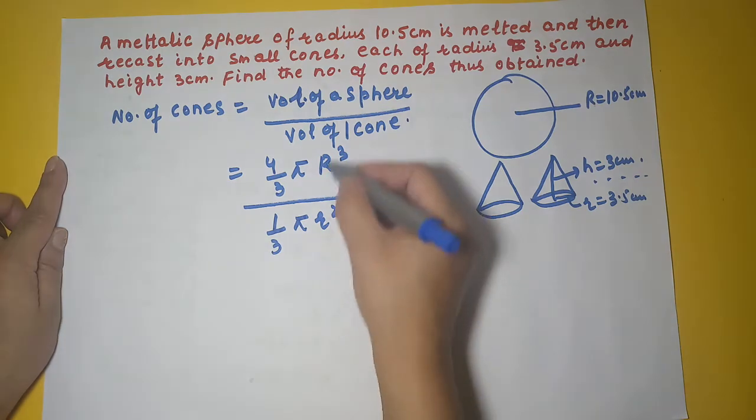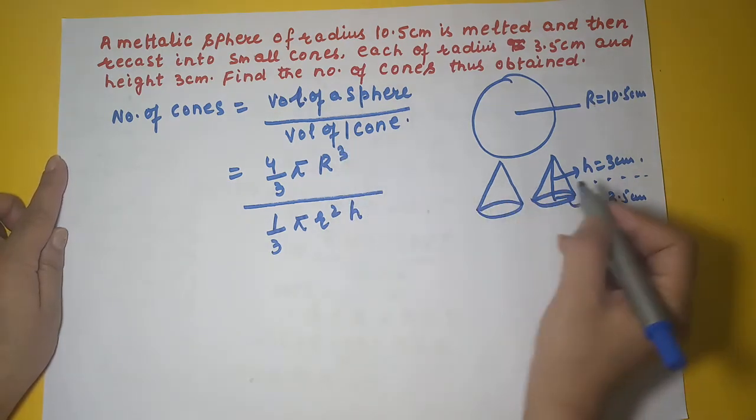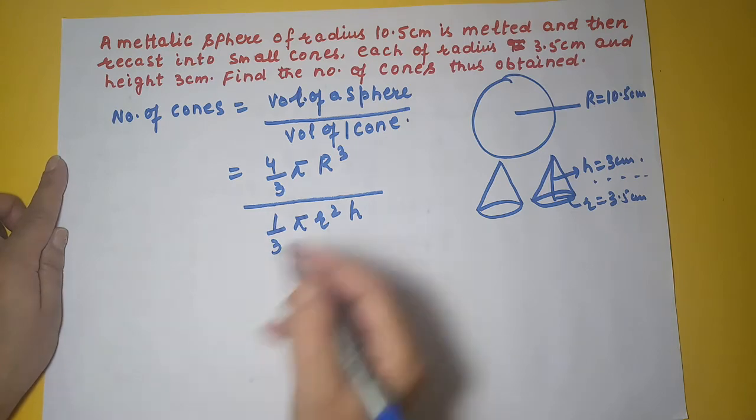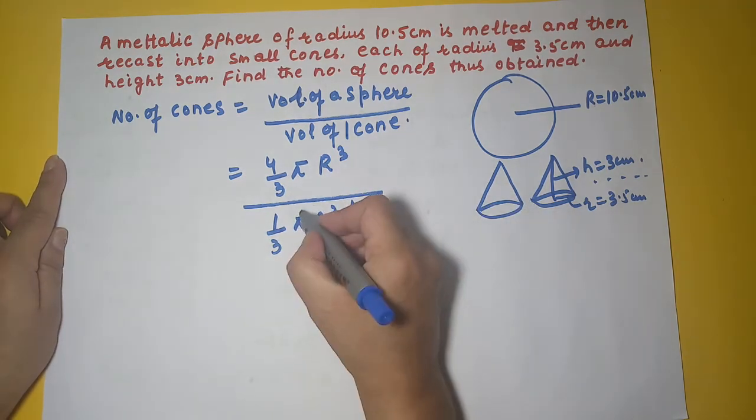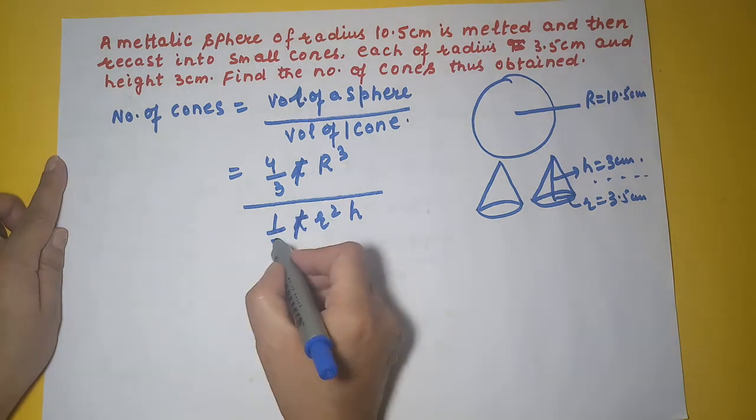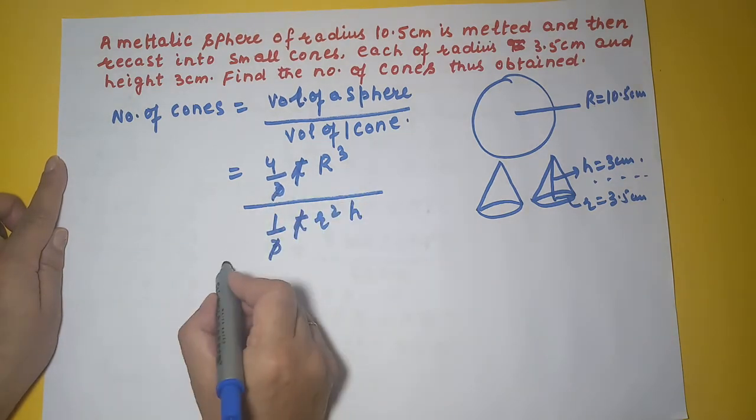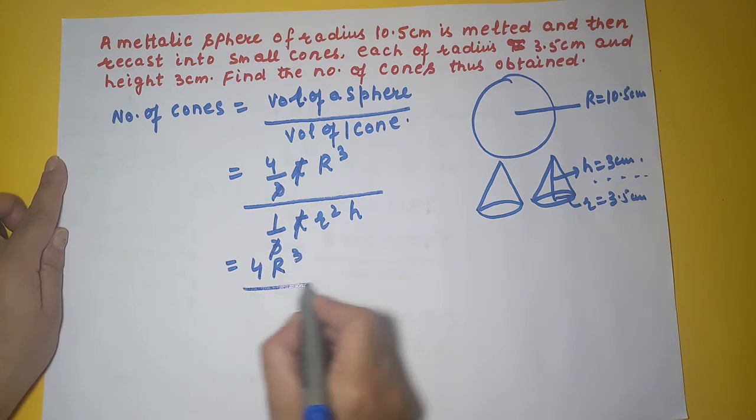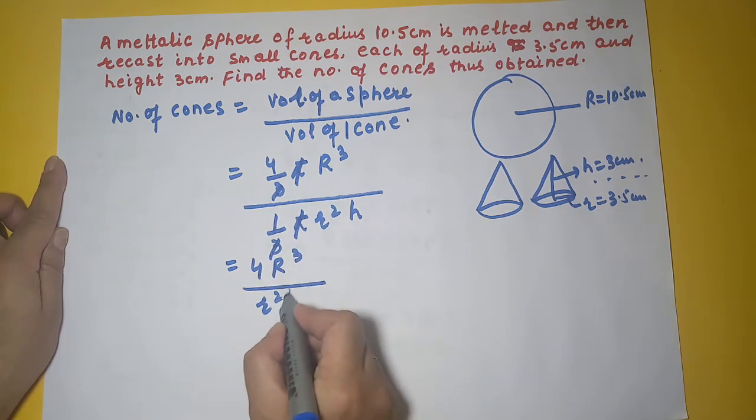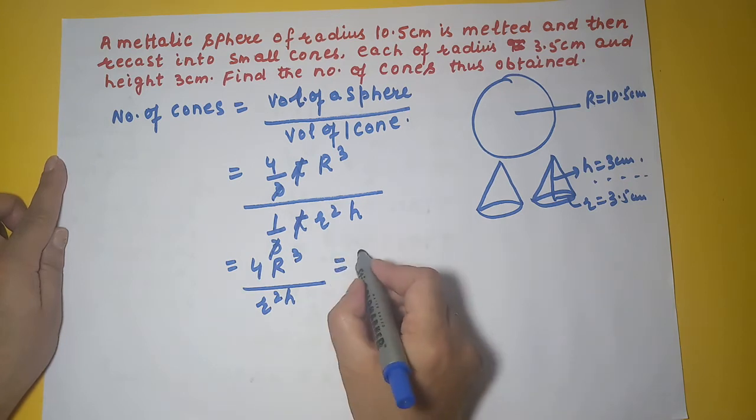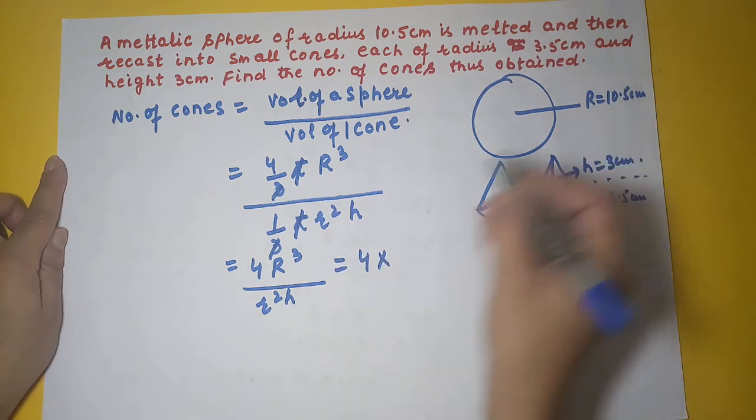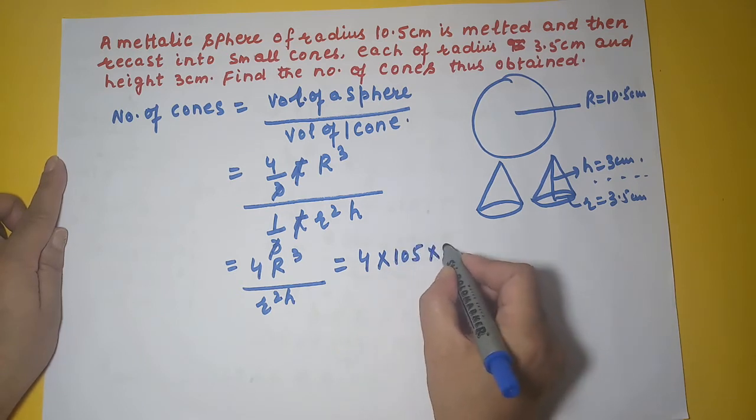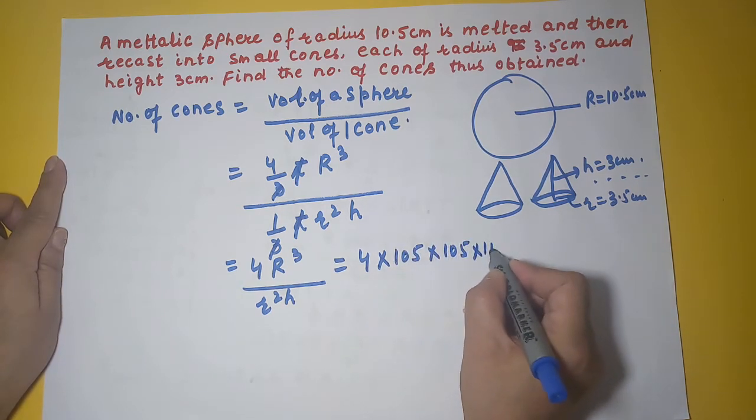If you are clear with the formulas, you will not face any difficulties in this question. The second thing is you have to be very careful with the calculations. Here pi and pi will go, 3 and 3 will also go. So I am left with 4 r cube upon r square h. Now let me substitute the values: 4 into 105 into 105 into 105.